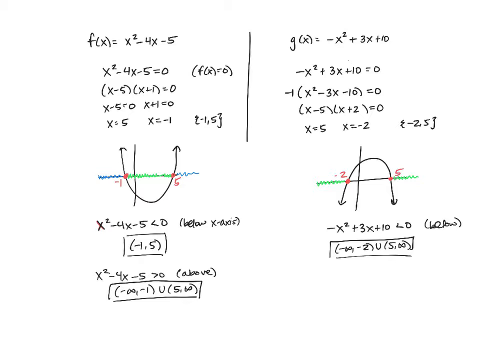But if your parabola opens facing downward, so when is negative x squared plus 3x plus 10 greater than 0 and above? Well, for this one, it's that part in between our x-intercepts, and so there's just one solution to where this one is above the x-axis, just from negative 2 to 5.